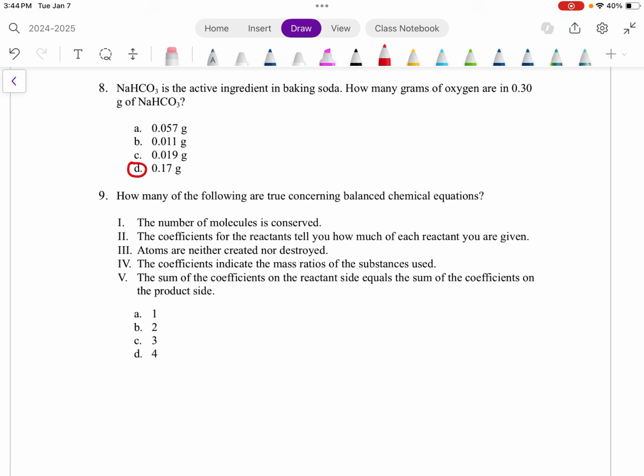You could say that there's 48 grams of oxygen per the total molar mass of baking soda. Not sure off the top of my head what that is, over the total, right? That's going to give you the percentage of oxygen in baking soda, and then you would just times that by 0.3 grams total, and that should give you 0.17 grams.